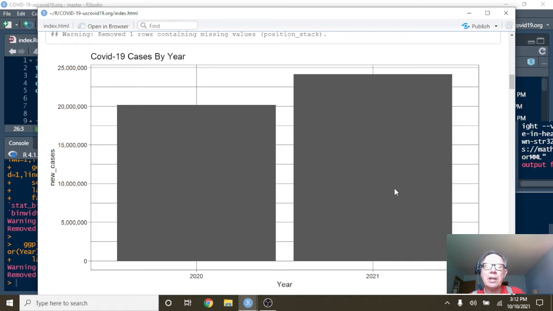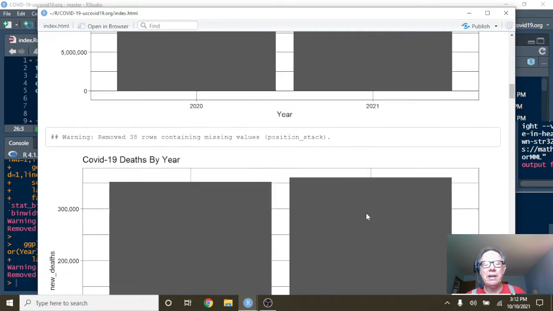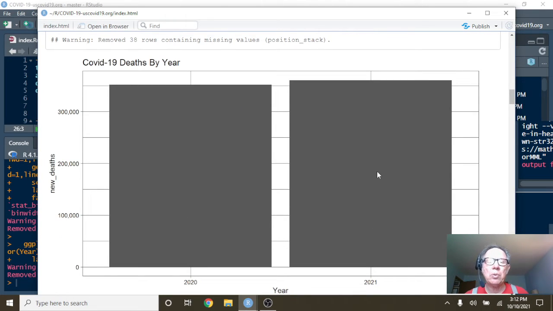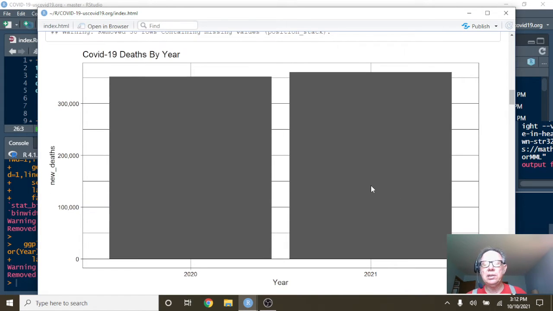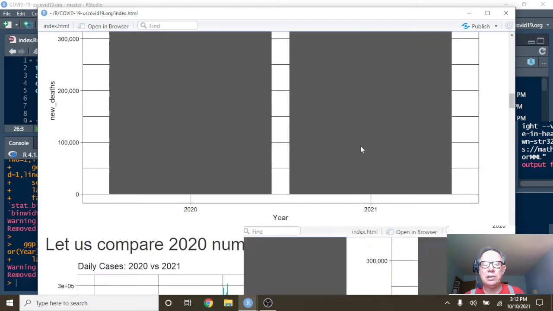As you can see, 2021 cases have passed 2020 cases, despite a massive vaccination effort. How many people were vaccinated? Deaths have caught and passed 2020 deaths. And again, how many of these people were vaccinated? So despite a massive vaccination effort, people are still dying. Despite a massive vaccination effort, more people have died from COVID-19 in 2021 than 2020.